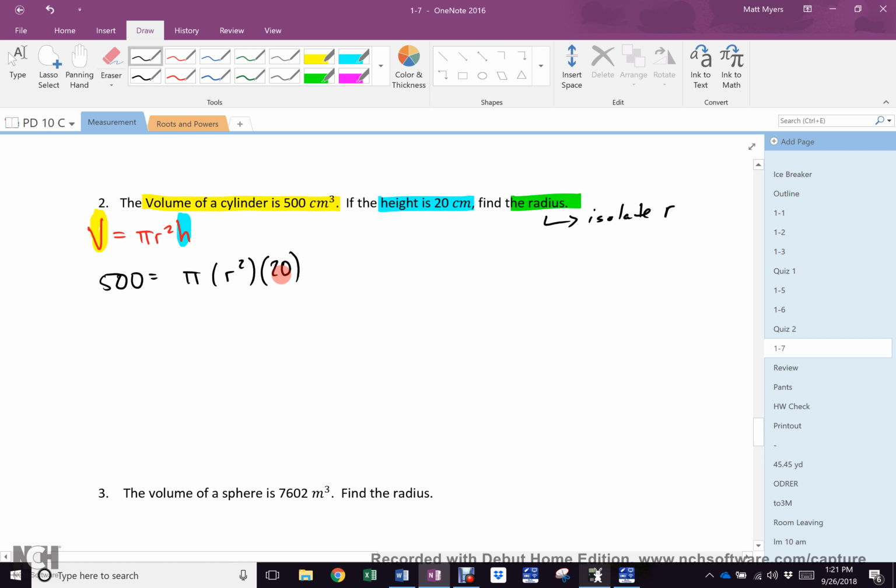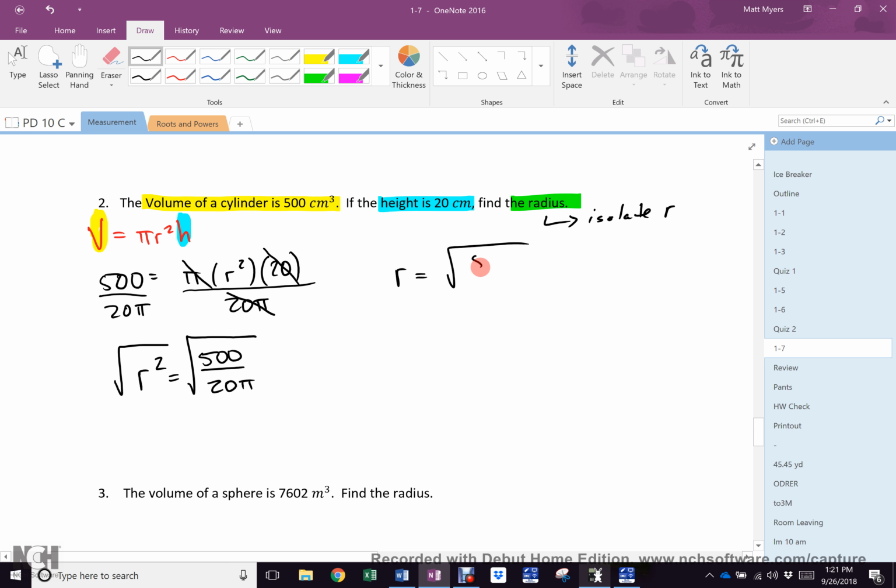times 20. How do I get rid of times pi and times 20? I divide by 20 pi. Now that is gone, and that is gone, and that is gone. But I have to do the same thing over here. So now I have r squared equals 500 over 20 pi. How do you get rid of a square? The same way you get rid of a square in Pythagoras. You square root. So r equals the square root of 500 over 20 pi.